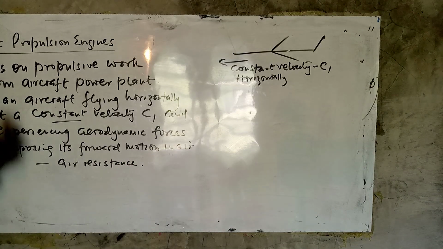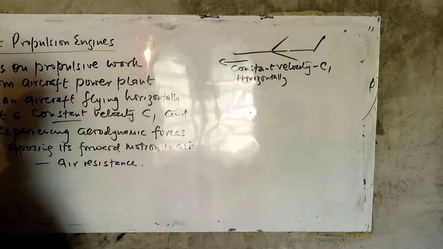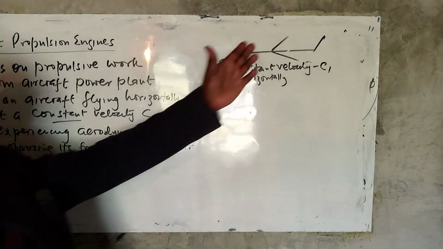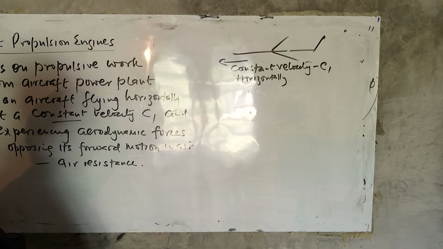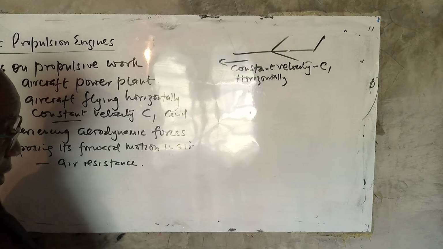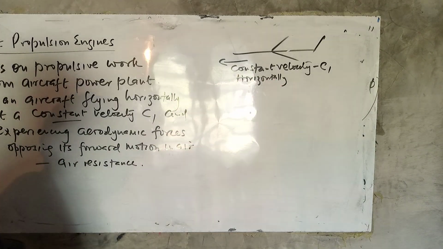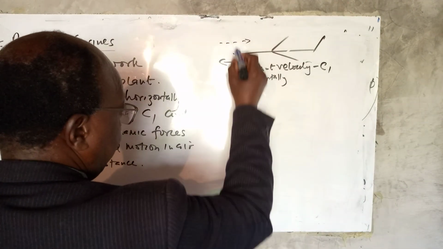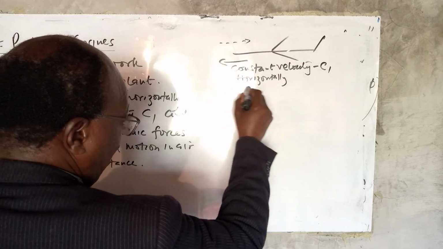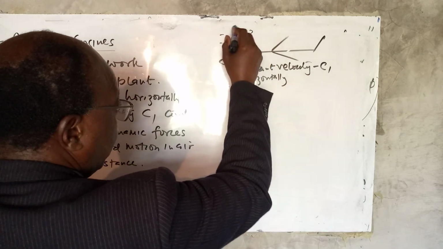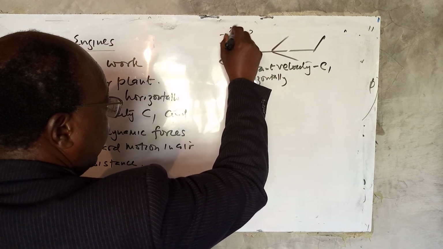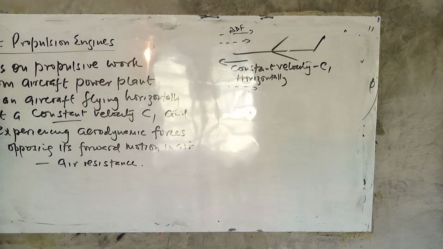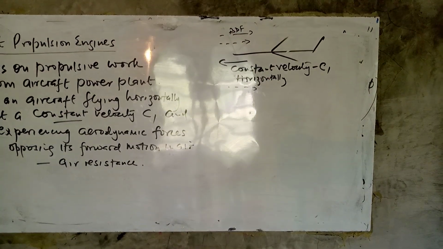Then for this particular aircraft, which we have just drawn in some cartoonish form, but you get the point, it's flying at a constant velocity horizontally. Of course, it experiences aerodynamic forces opposing its movement. Aerodynamic forces, let's just call them ADF, opposing its movement.